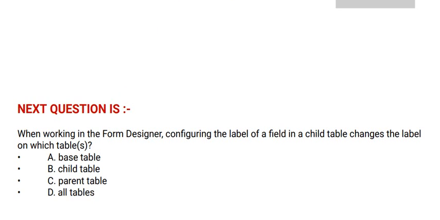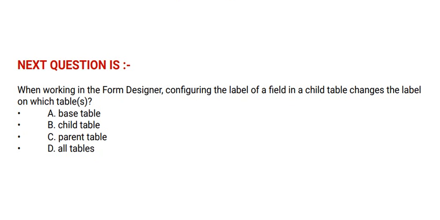Next question is, when working in the form designer configuration, the label of a field in a child table changes the label of which tables? Option A, base table. Option B, child table. Option C, parent table. And option D, all tables.